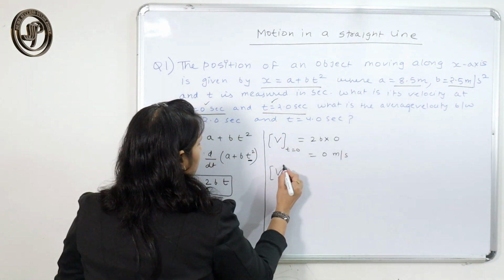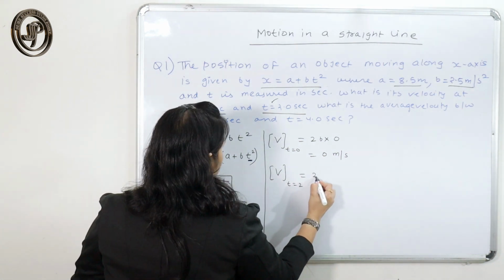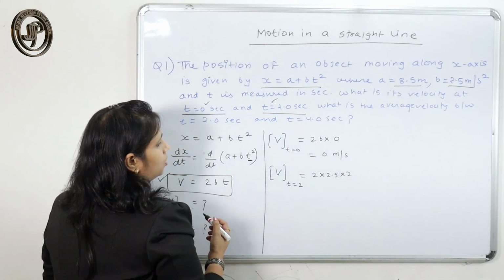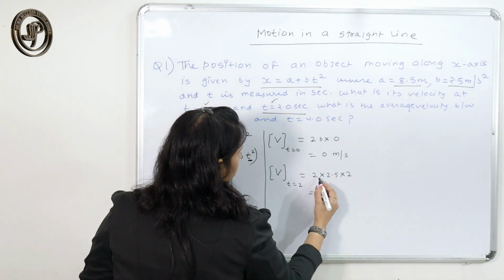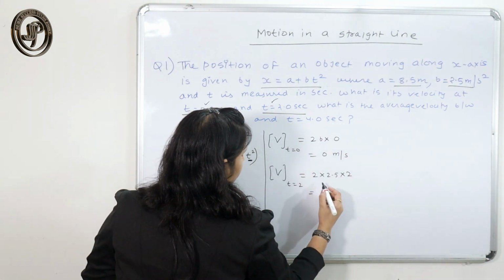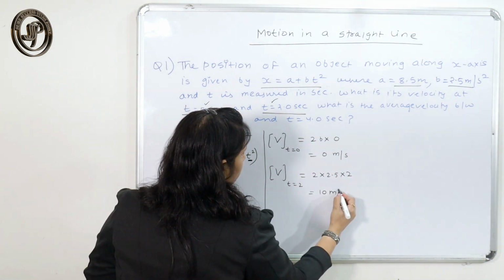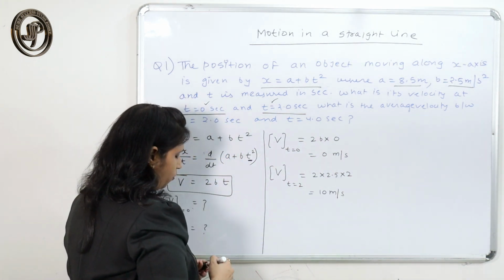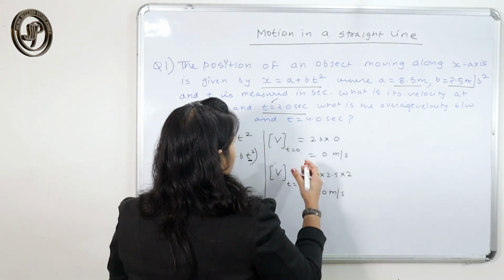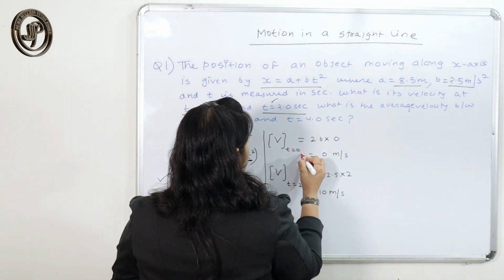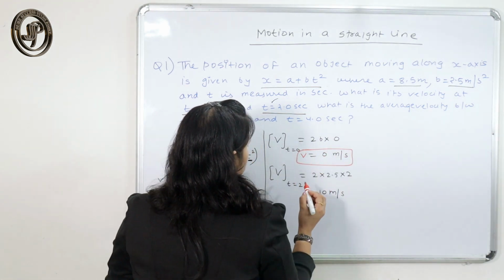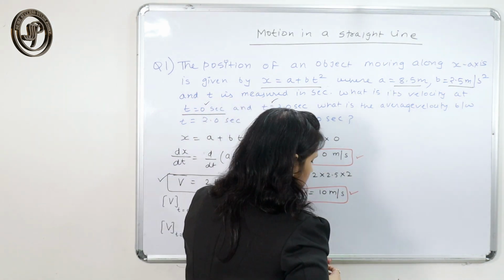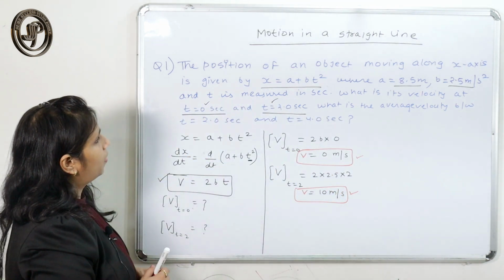And the velocity at t equals 2 will be 2 into b, which is 2.5, into t, which is 2. So how much is this? 10 meter per second. Okay, fine. So I got the two values of velocity, at t equals 0 second and at t equals 2 second. Now my first part is over.